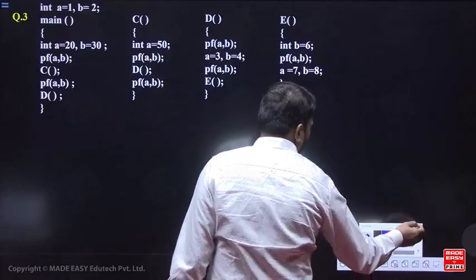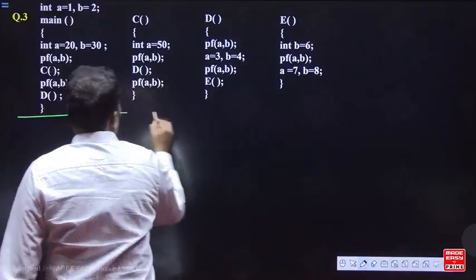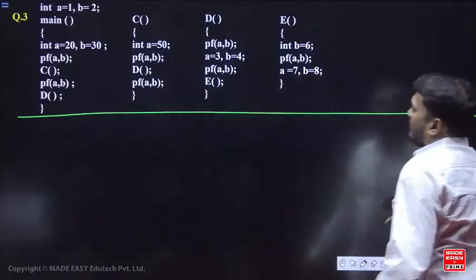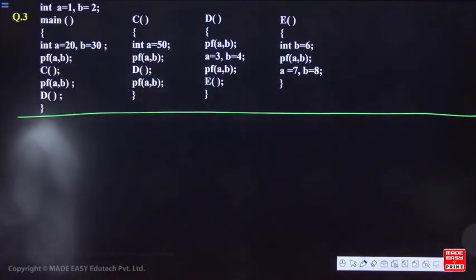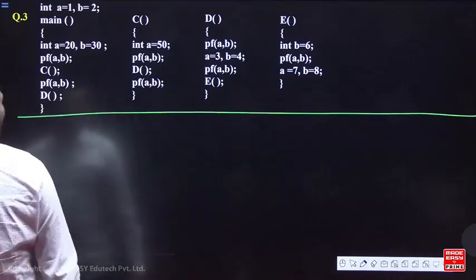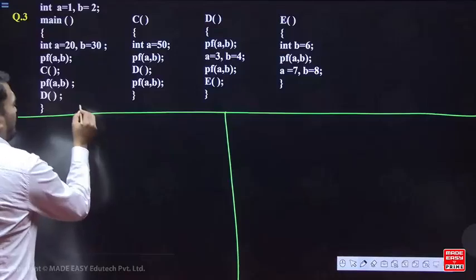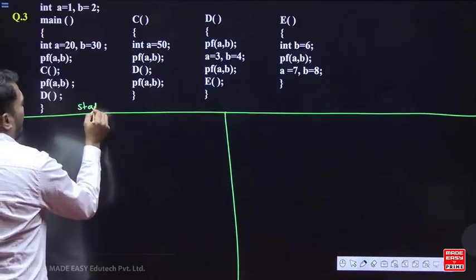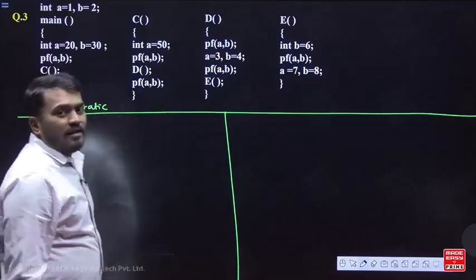Okay. So let me use the different color. First, I will solve with the static. So later we can solve with the dynamic. First I will solve with the static. Okay. So listen here. So this is static this side. Just observe carefully.